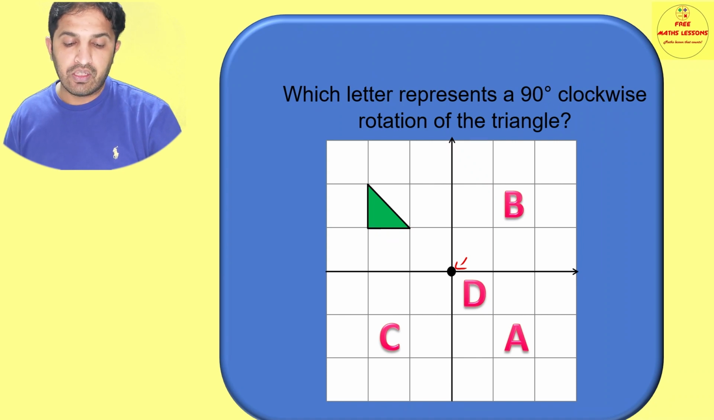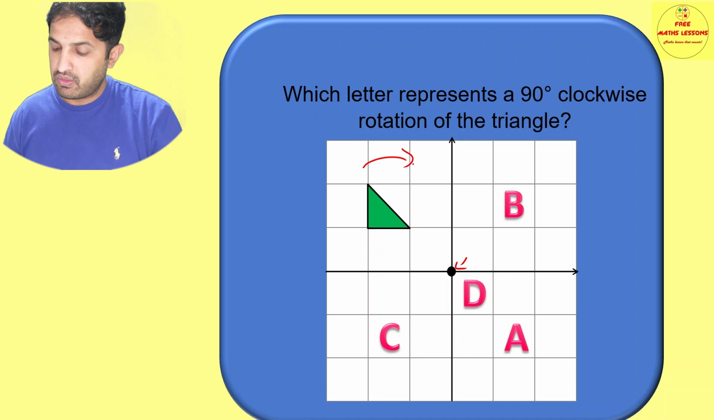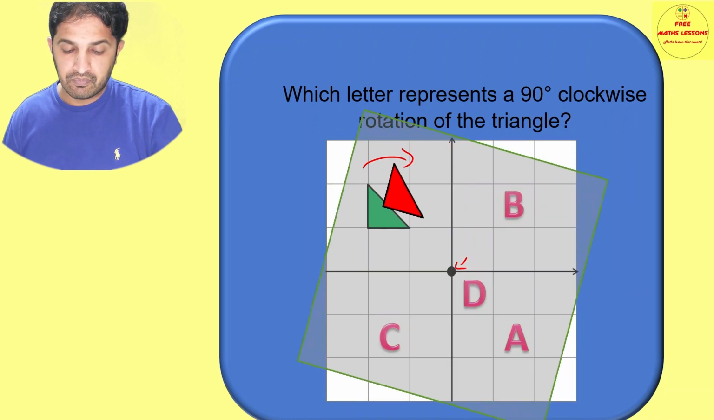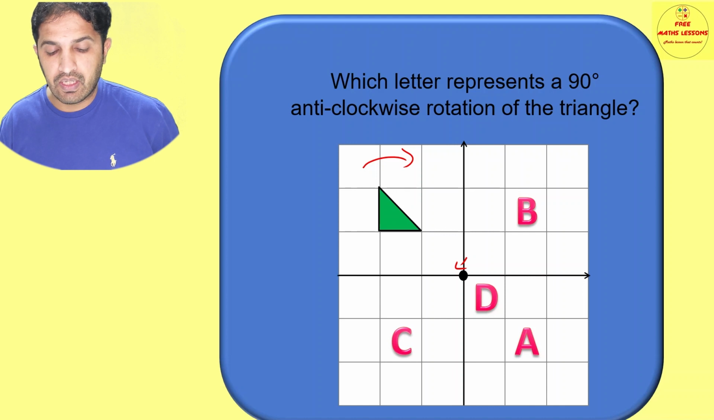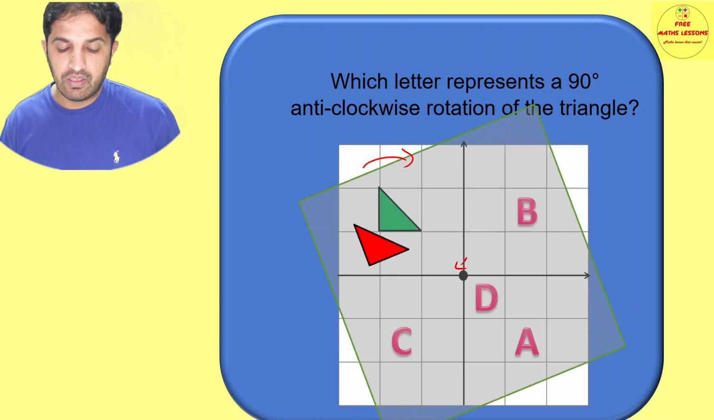Again, where would that triangle be if you rotate it 90 degrees clockwise? 90 degrees clockwise means you're going that way, 90 degrees. So would it be on D, B, or A? Where would it be if you rotate it 90 degrees anti-clockwise? The same triangle, we're going anti-clockwise now. Would it be on the B or C? That's right, it is on C.